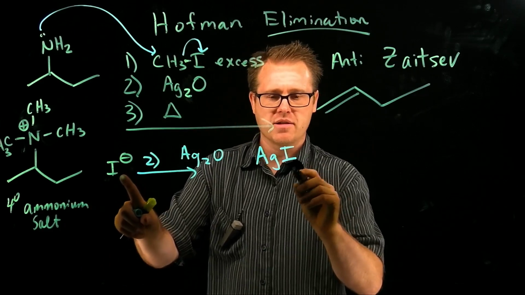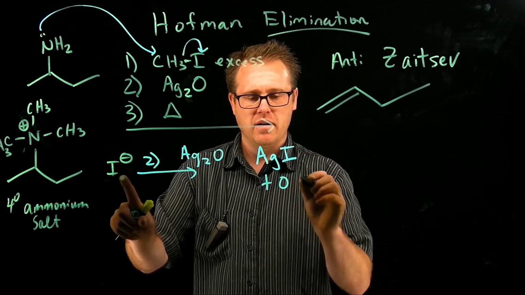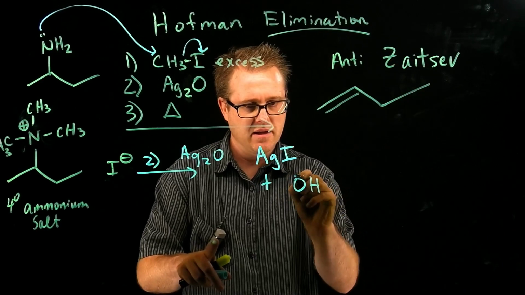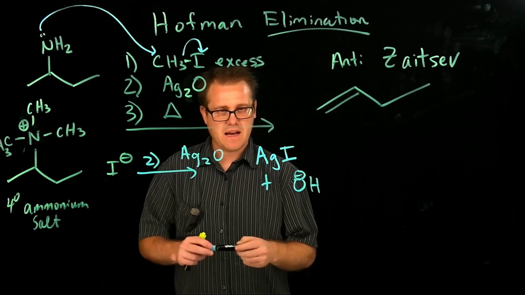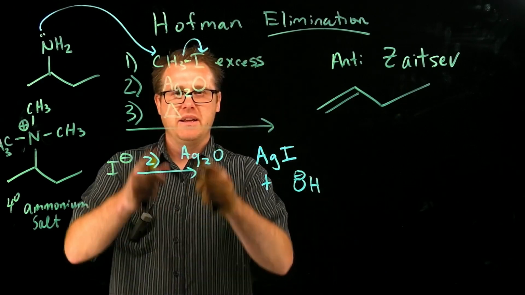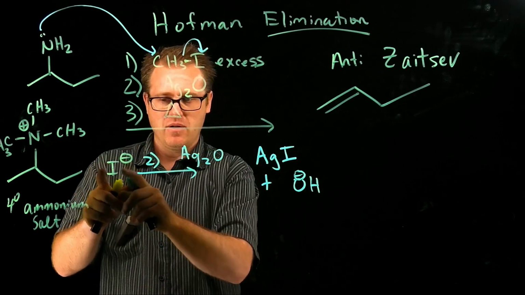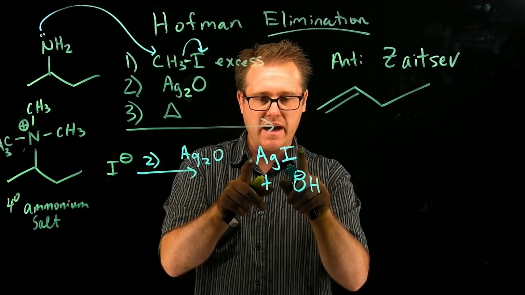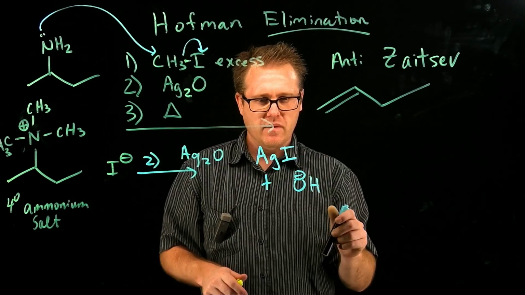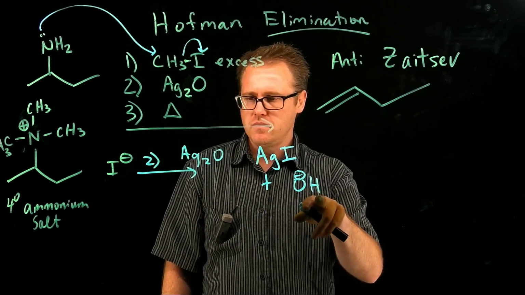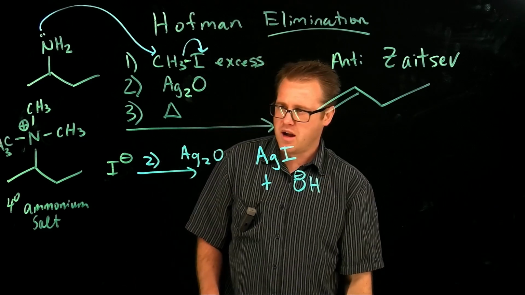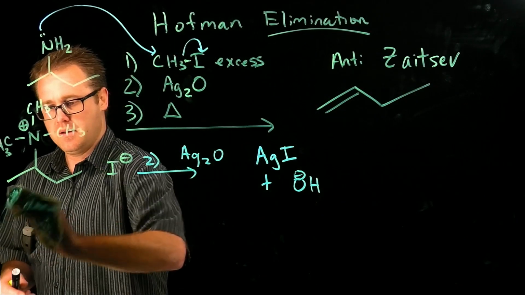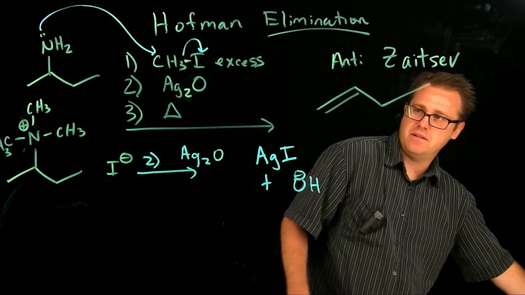And then it also generates hydroxide. So that's its whole purpose: you add this, it reacts with the iodide, gives us silver iodide, and then it generates hydroxide. Now the hydroxide is going to be used as the base, and we're going to do an elimination.